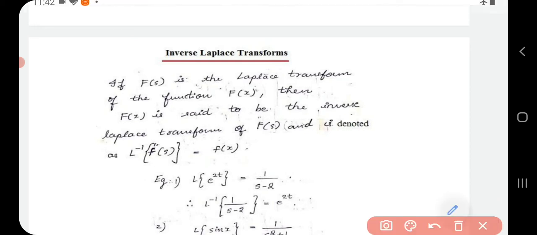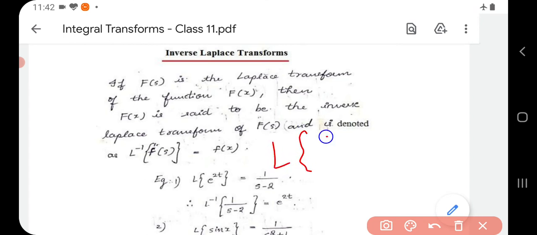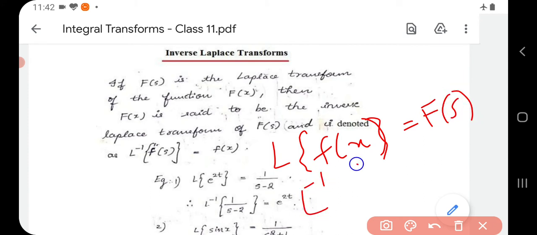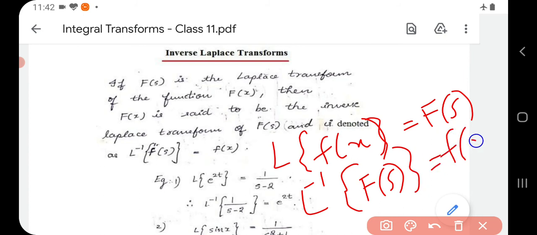That is, Laplace transform of f of x, we know it is f of s. Now what will be L inverse of f of s? It will be f of x. That's all.